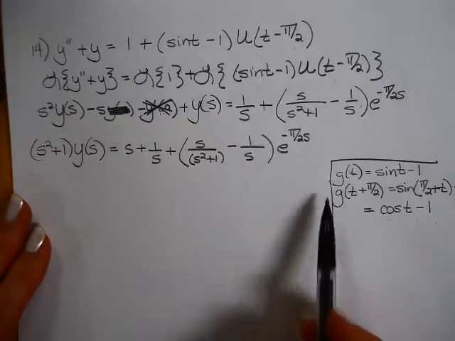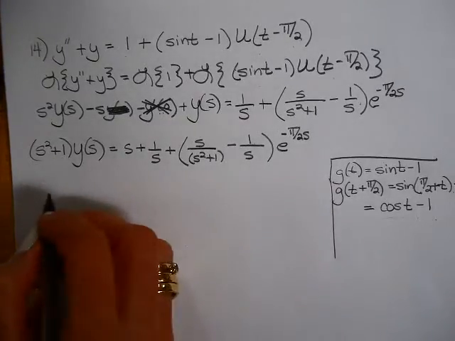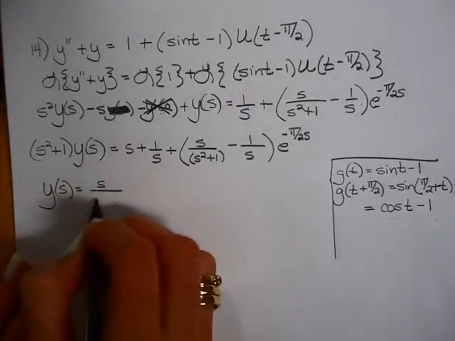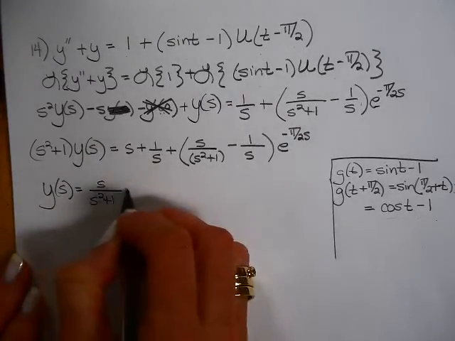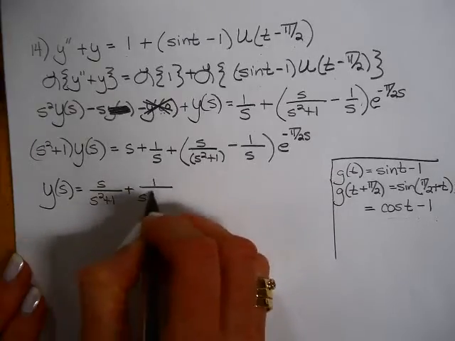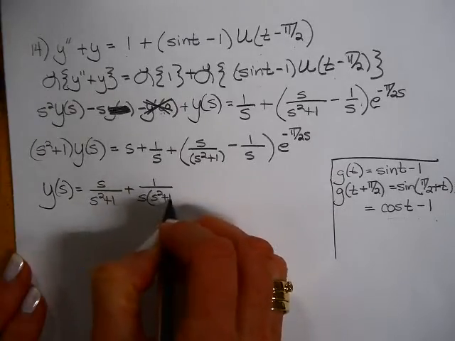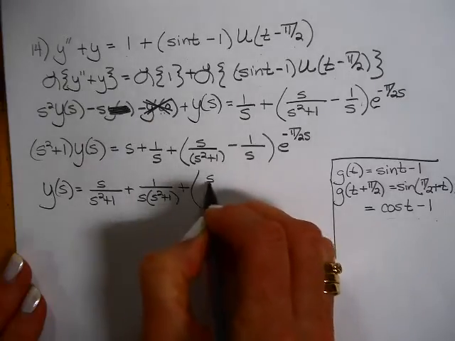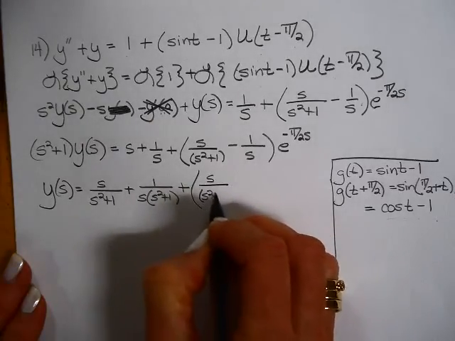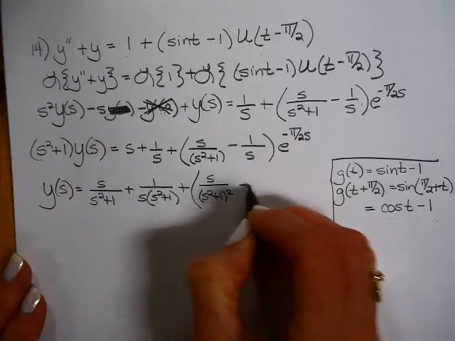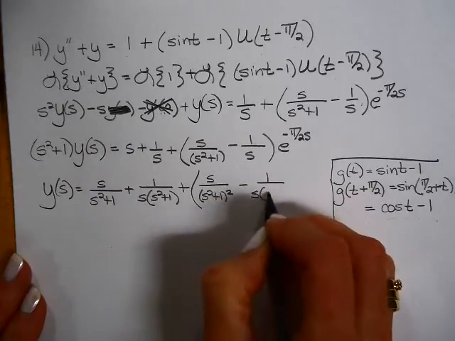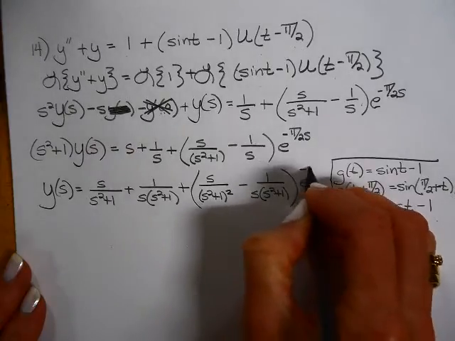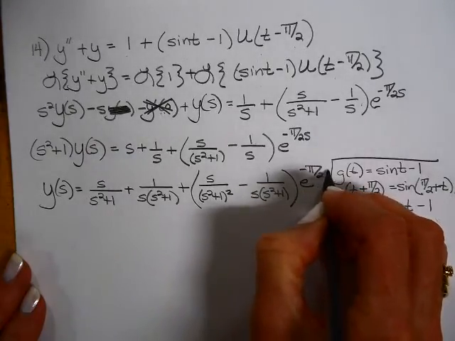Okay, assuming I've got everything I need, now divide everything by s squared plus 1. So y of s is s over s squared plus 1 over s times s squared plus 1, plus s over s squared plus 1 squared minus 1 over s times s squared plus 1, and all that is e to the negative pi over 2s.